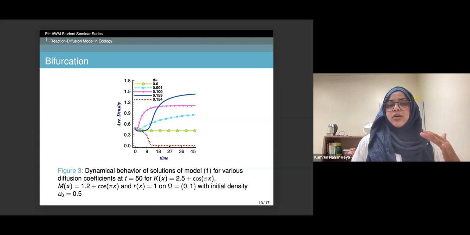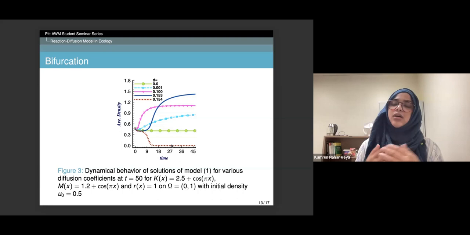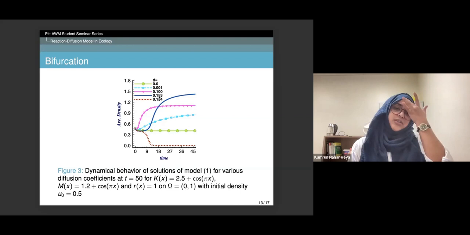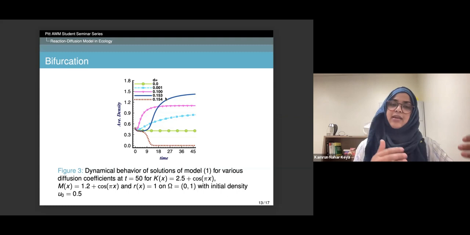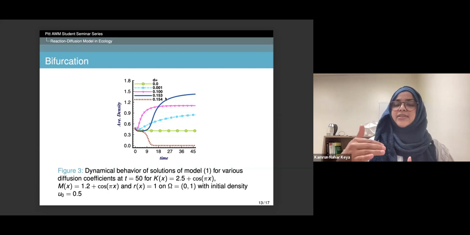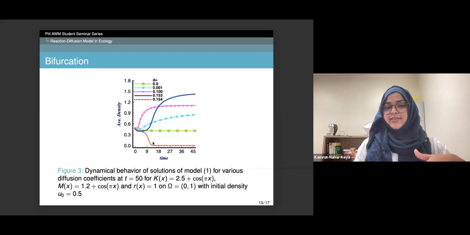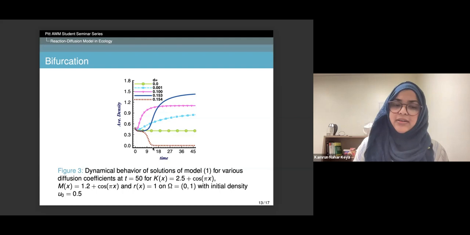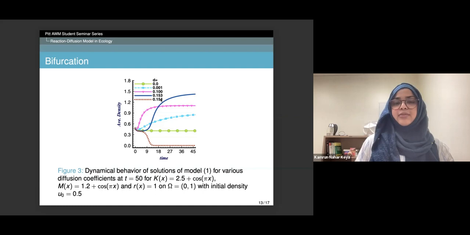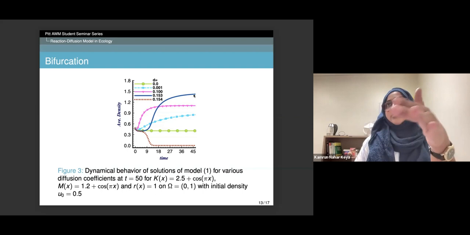That is when we realized that we have a threshold D numerically for this kind of problem, for these values of K, M, R, and the initial condition. That value is 0.153. If D is 0.153 or below, down to zero, we'll have a species which will survive in the environment, but if it goes above that value, it goes directly to extinction. If we increase it another step, it goes really fast. We can see it goes extinct at about time 15, whereas for 0.153 the blue curve is still converging to half of the carrying capacity, but at time 45.